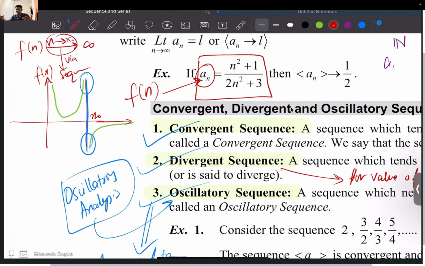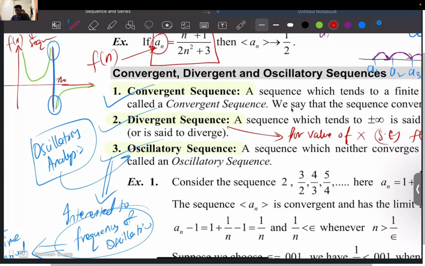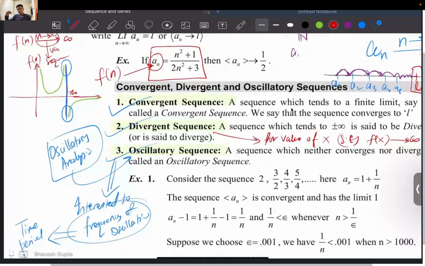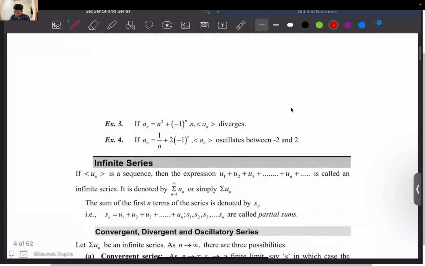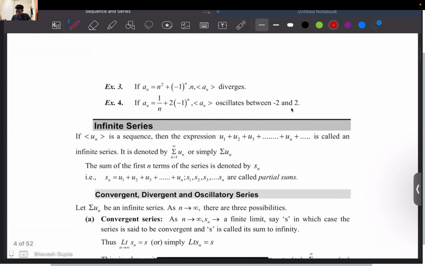So I'm just motivating you. Why do we study this idea of convergence, divergence, oscillatory? It depends on the various mathematical situations. You use the corresponding sequence to work with. Okay, and I will share this PDF. You can find this PDF in Google Drive. You can read it. This PDF is very simple. Everything is written in a very crystal clear manner. So just by reading you will understand the idea and everything.